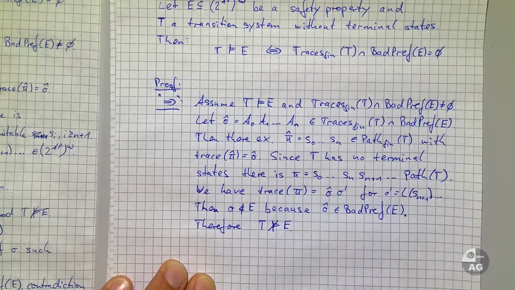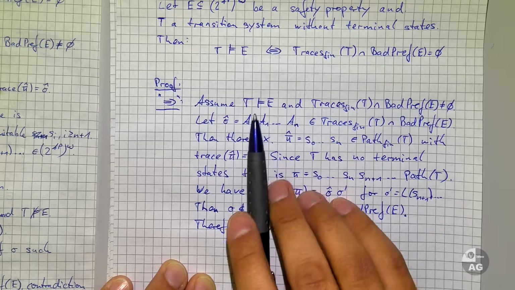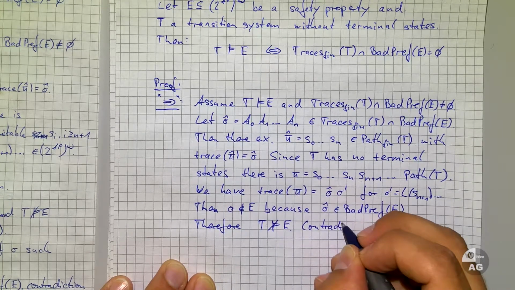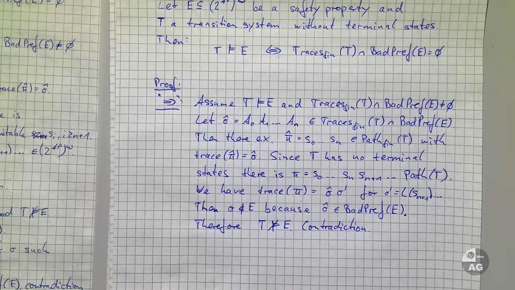And what can we derive from that? Well, we can directly derive that the transition system does not satisfy the property, because we have a path pi, S0, etc., that has this trace, but the trace is not contained in the property. So we directly know it doesn't satisfy it, and that violates our assumption, so contradiction.